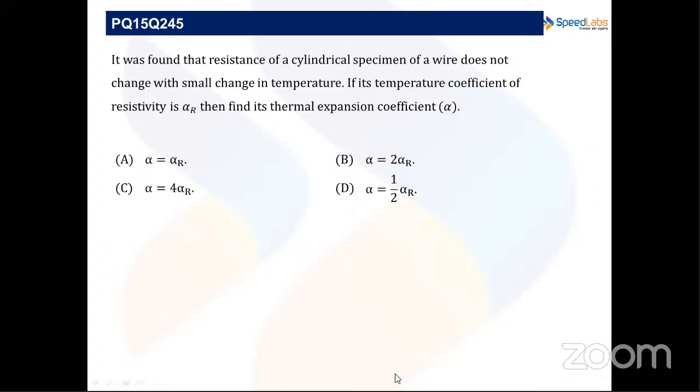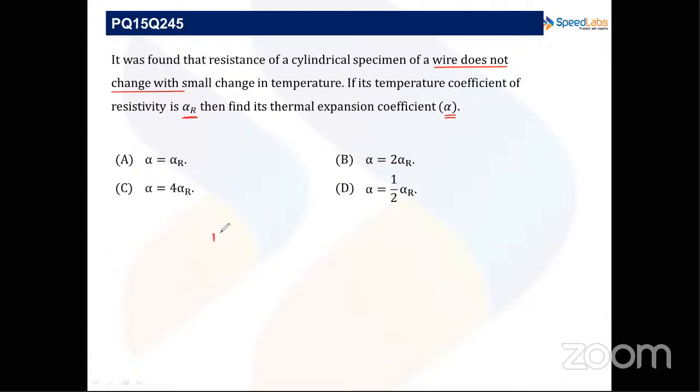Now, this question says, it was found that the resistance of a cylindrical specimen of wire does not change. It is important that it is written that it does not change with a small change in temperature. So basically resistance is a constant. If the temperature coefficient of resistivity is alpha r, then find its thermal expansion coefficient alpha. So we need to find alpha in terms of alpha r. Alpha r is the temperature coefficient of resistivity.